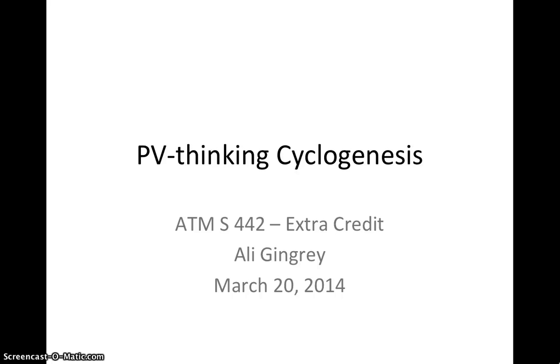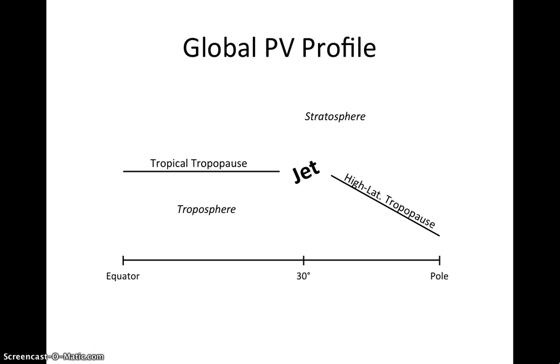This video will walk through the PV Thinking Cyclogenesis figure. First, let's look at the global PV profile. As you can see, the stratosphere reaches closer to the surface the further north you go. The stratosphere also has a large PV value because the d theta dz term is large, as the stratosphere is highly stratified. The troposphere, however, is very well mixed and thus has smaller PV values.